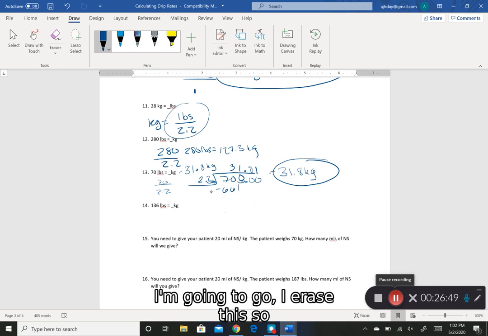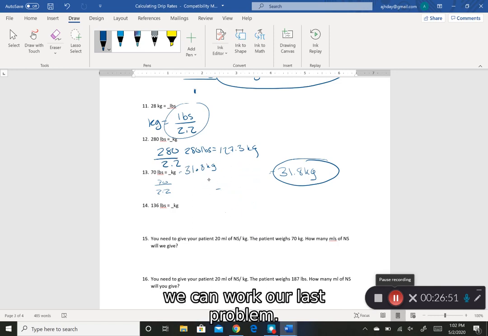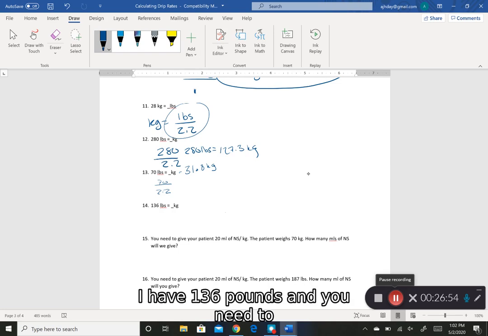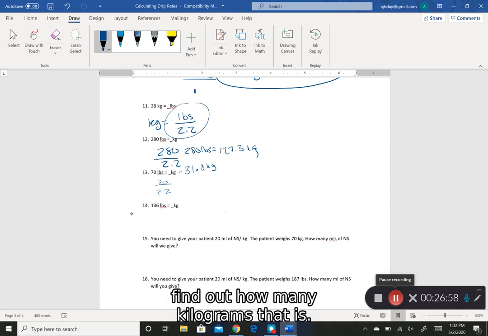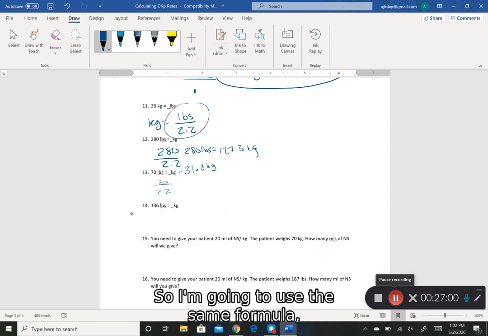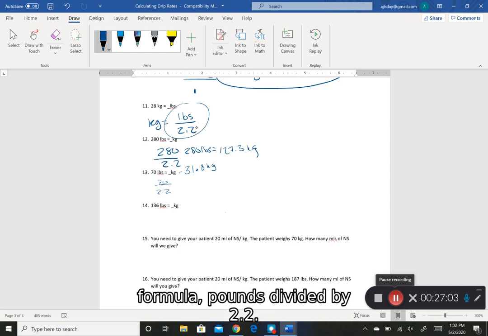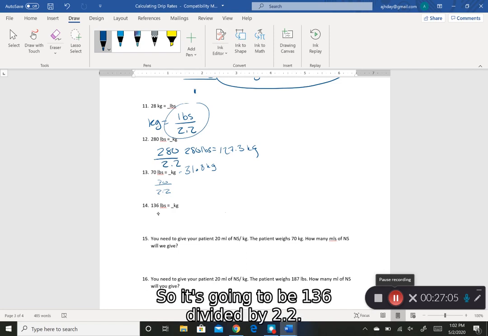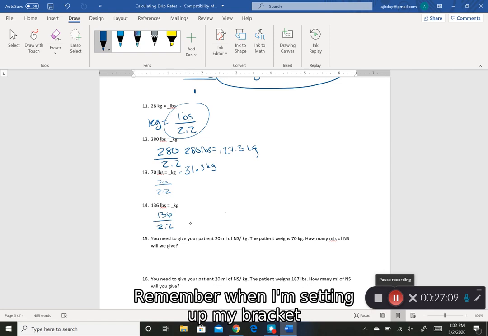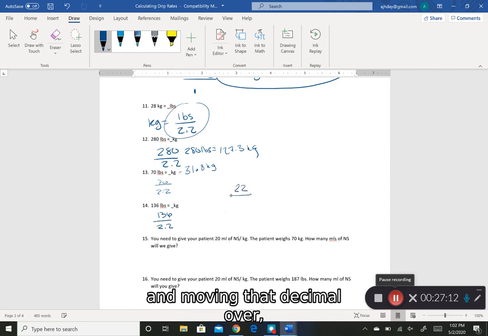All right, I'm going to go ahead and erase this so we can work our last problem. I have 136 pounds and I need to find out how many kilograms that is. So I'm going to use the same formula, pounds divided by 2.2. So it's going to be 136 divided by 2.2. Remember, when I'm setting up my bracket, I'm moving that decimal over, which means I have to add a 0 on the other side. So I have 22 into 1,360.